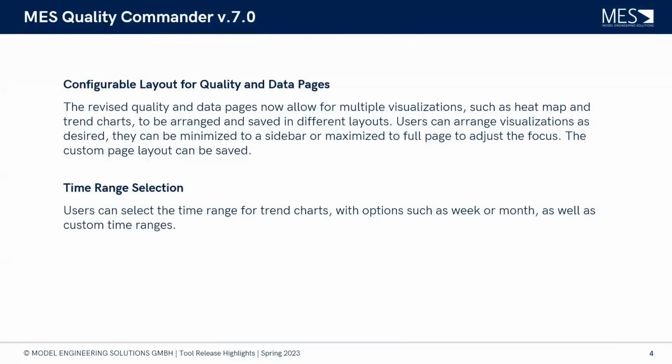If we look at the latest version, that is 7.0, it's a major version, we have quite some interesting new highlights, which is on one hand a configurable layout for quality and data pages, and also the possibility of selecting time ranges for the trends or the data that is shown. So Björn, is it right that the main focus of this release was usability and how to make it easy for users to configure the visualization of their data?